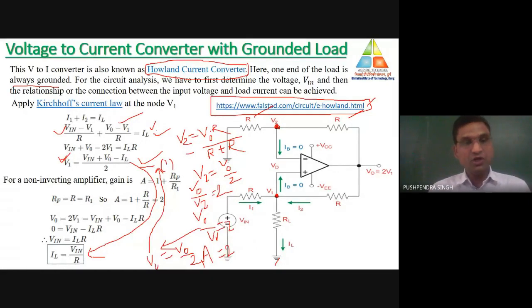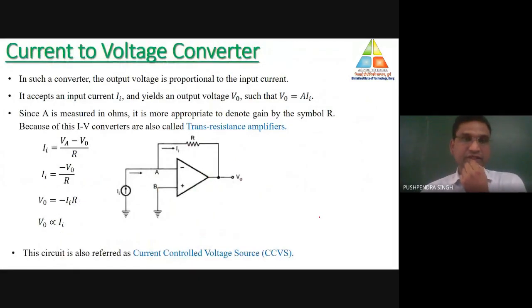So from here also, load current is directly proportional to the input voltage. By changing the value of input voltage, you can easily change the value of load current. And this load current is also dependent on resistance. So this is all about voltage to current converter with grounded load. Just keep in mind, whatever I told you, all the resistances must be the same in case of voltage to current converter with grounded load. Now moving further to the next topic, current to voltage converter.